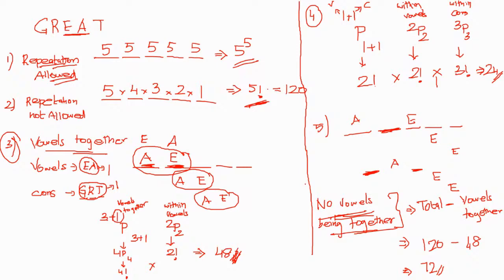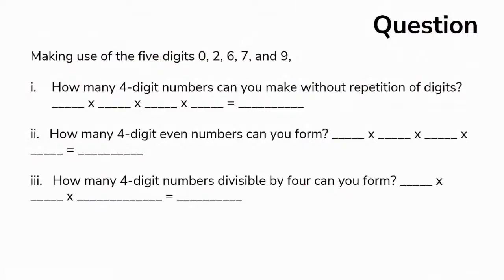Yeah, hope you are getting this last problem. So no vowels being together means I take the total number of possible arrangements, and from that I subtract the arrangements with vowels being together, so that I get vowels not being together. So the total number of arrangements is 120, and from that minus 48, it is going to be 72 possible arrangements. So this will be the answer for it.